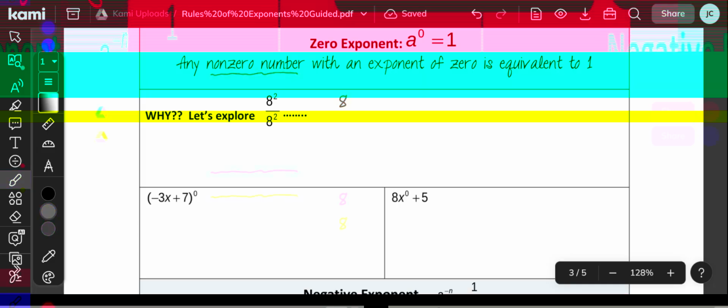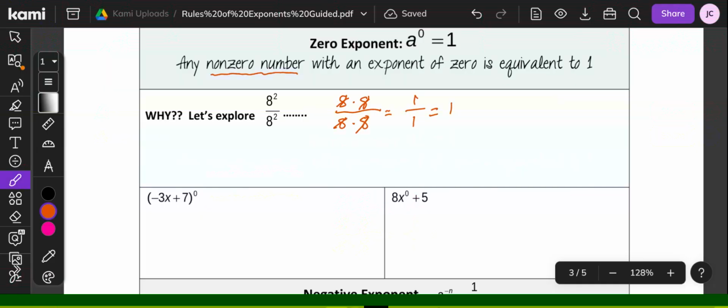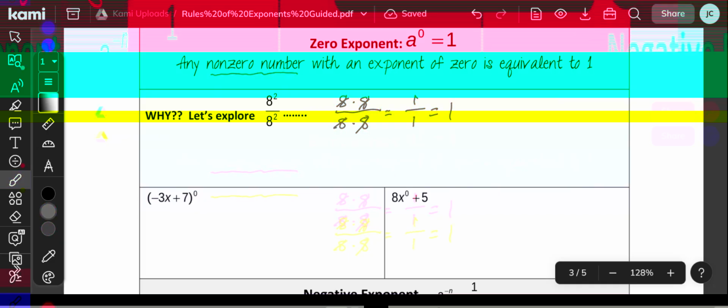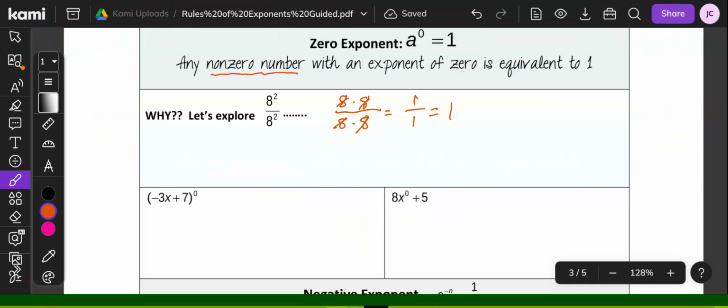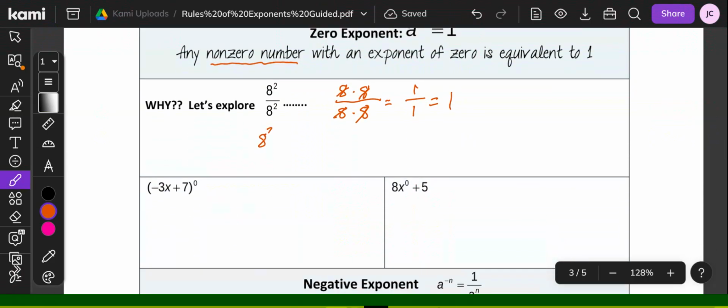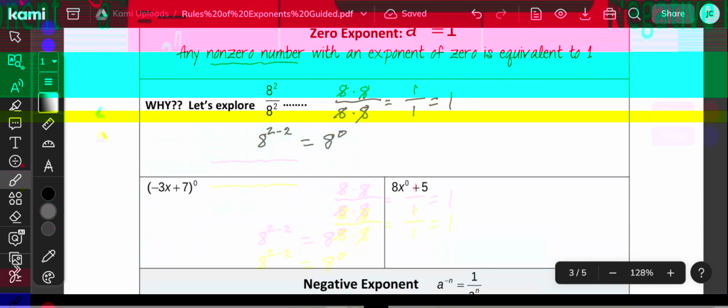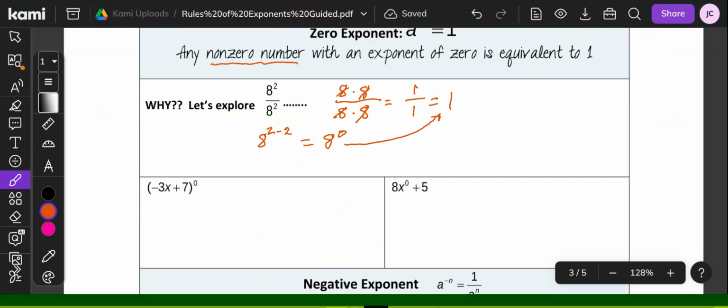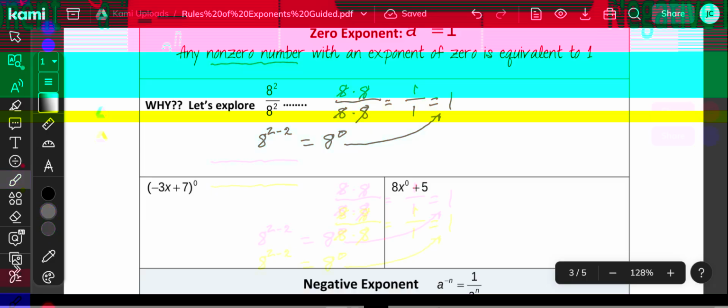Well, first, let's just take it and write out 8 times 8 over 8 times 8, right? And when I cross them off, 8 divided by 8 is 1, 8 divided by 8 is 1. So I have 1 over 1, which is 1. Now, if I follow the quotient rule that we just did up there, that's 8 to the 2 minus 2, which is 8 to the 0. And so that is how you show that 8 to the 0 is equal to 1.